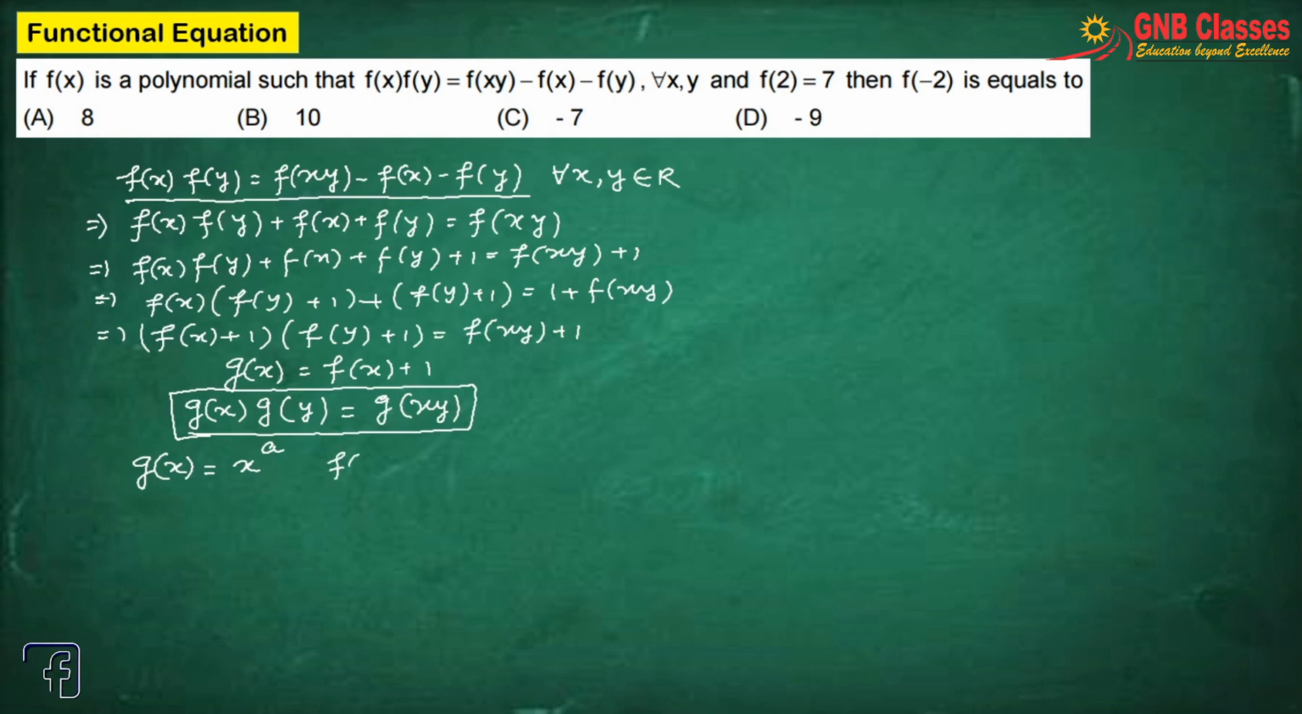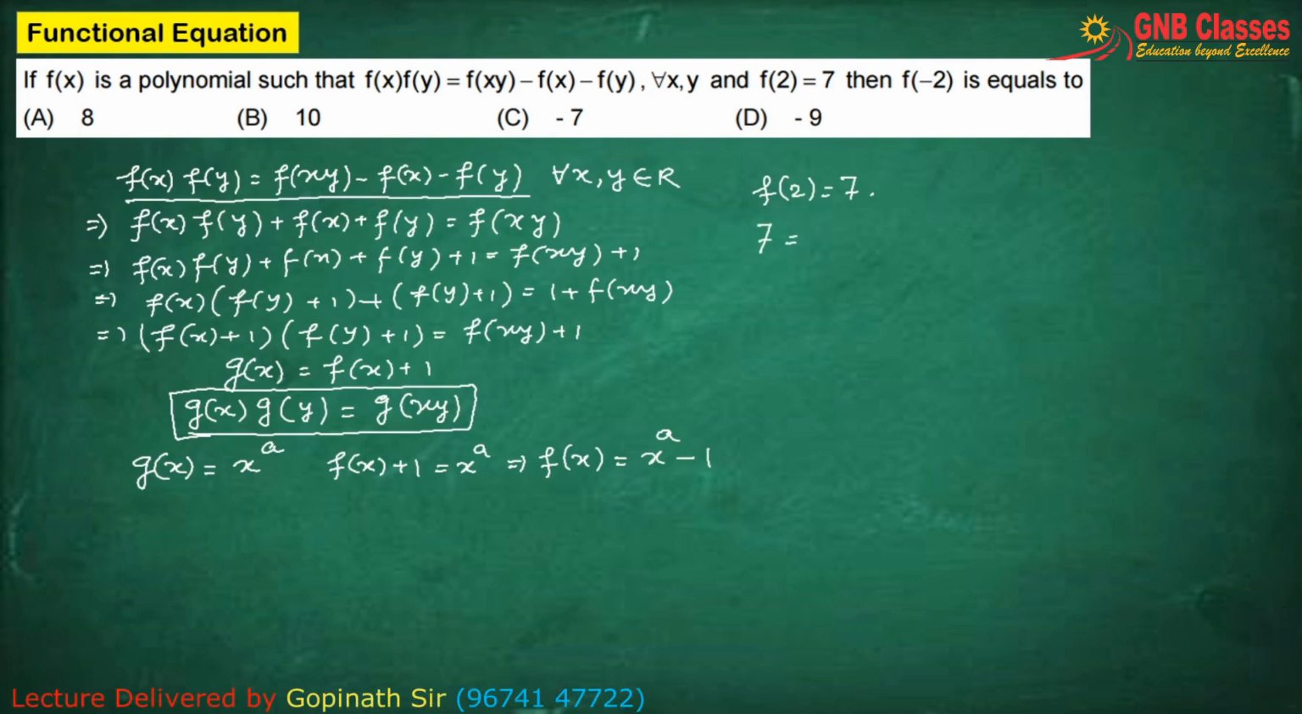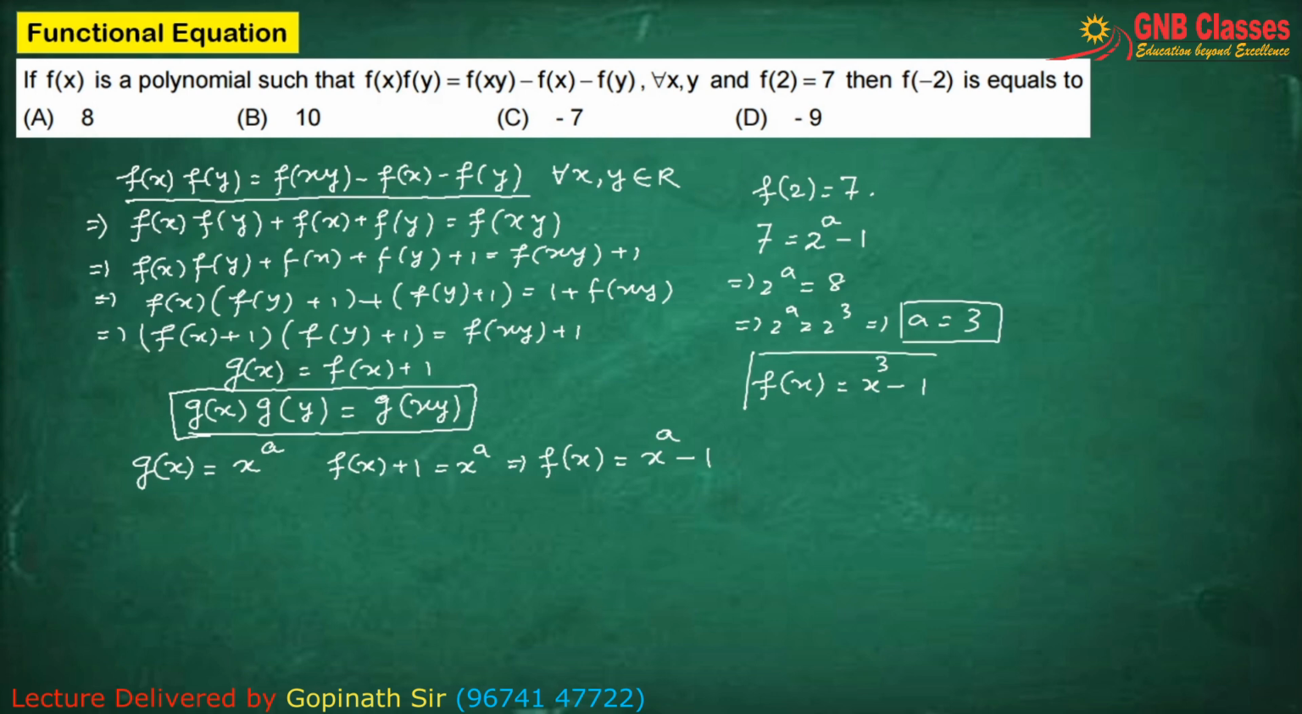g(x) is basically f(x) plus 1, which equals x to the power a, implies f(x) is nothing but x to the power a minus 1. Now they have given f(2) is 7. That is 2 to the power a minus 1 equals 7, implies 2 to the power a is 8. That implies a is nothing but 3. Yes or no? Therefore, our function becomes x to the power 3 minus 1. Is it clear to all of you?